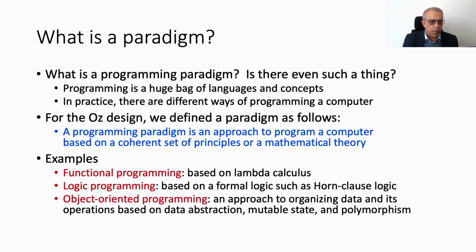We can see this in a number of languages. Functional programming is based on lambda calculus. Logic programming is based on formal logic, such as Horn clause logic. And object-oriented programming is an approach of organizing data and its operations based on abstract data types, encapsulation, mutable state, and polymorphism.